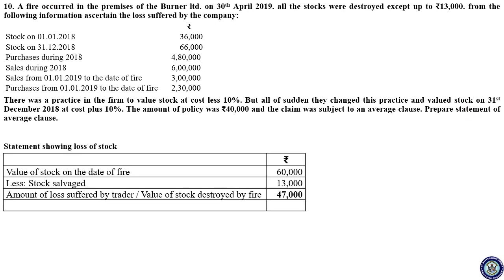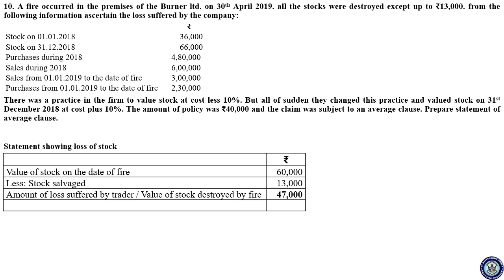So, statement showing loss of stock. Value of stock on the date of fire: you see the memorandum trading account, closing balance, closing stock, that is 60,000, less the stock salvaged. All the stocks were destroyed except up to 13,000. Means you could save 13,000. Apart from that, the remaining everything is destroyed.